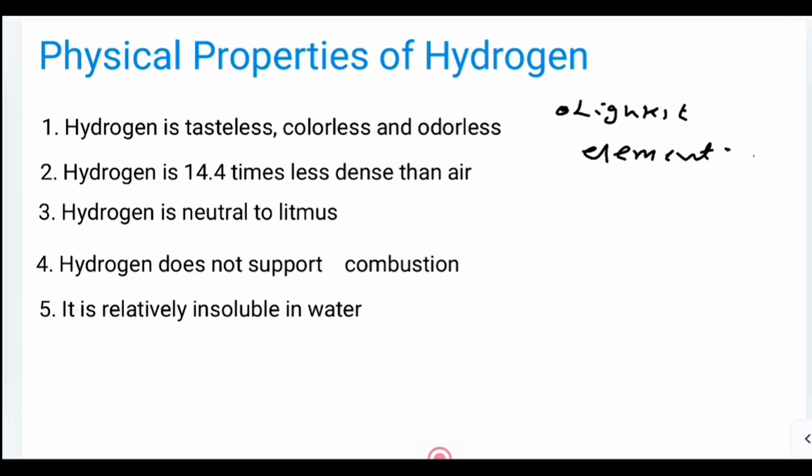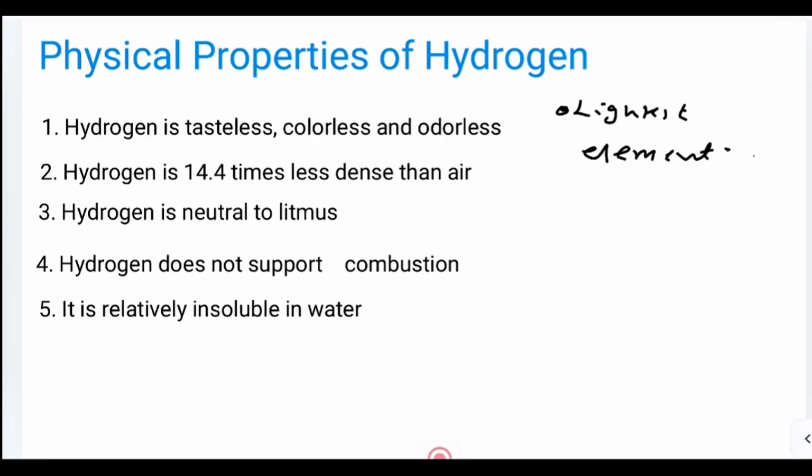Think of it like a piece of paper. A piece of paper by itself will not start a fire, but you can set that piece of paper on fire. And then number 5, hydrogen is relatively insoluble in water. In fact, we usually just say hydrogen is insoluble in water. Hydrogen does not really dissolve well in water.